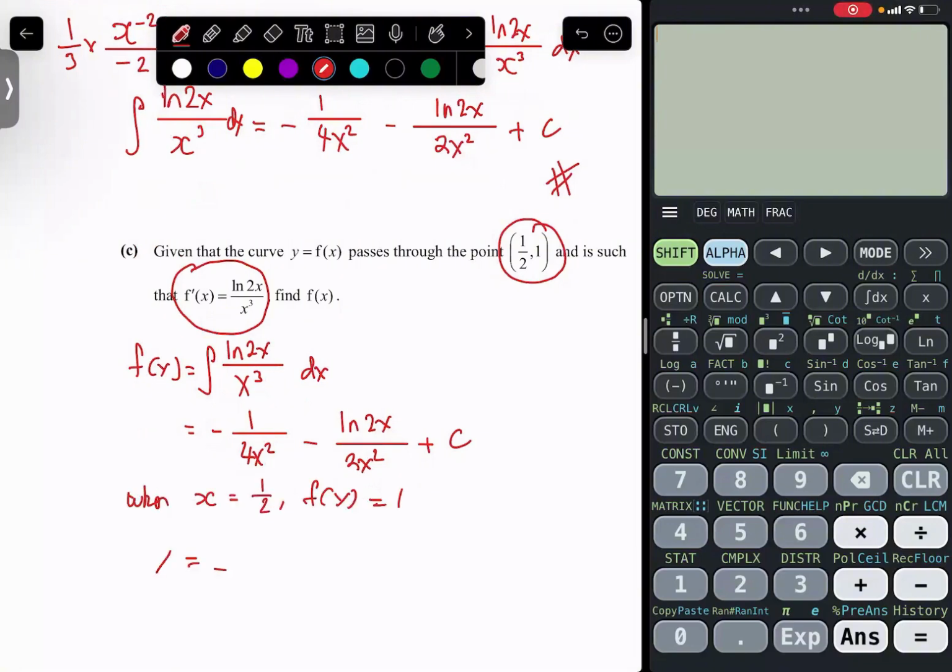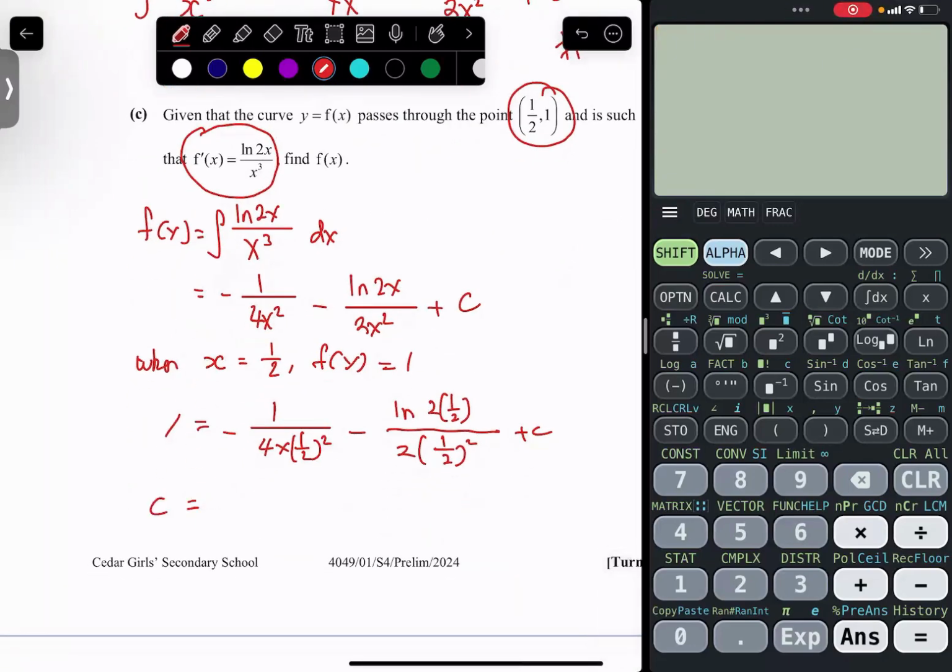So 1 equals negative 1 over 4 times half squared, minus ln 2 times half over 2 times half squared, plus c. So this side is going to be negative 1, because 4 times 1 over 4 is 1. ln 1 is 0, so that side is 0, plus c. So c equals 1 plus 1. Okay, let's go slowly: 1 equals minus 1 plus c. So c equals 2.